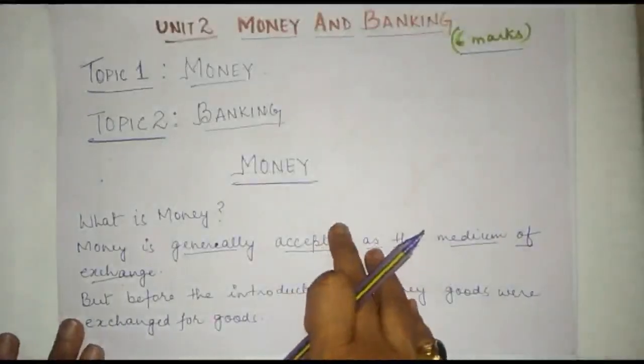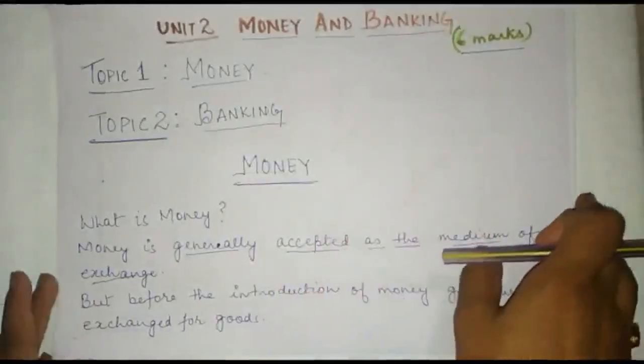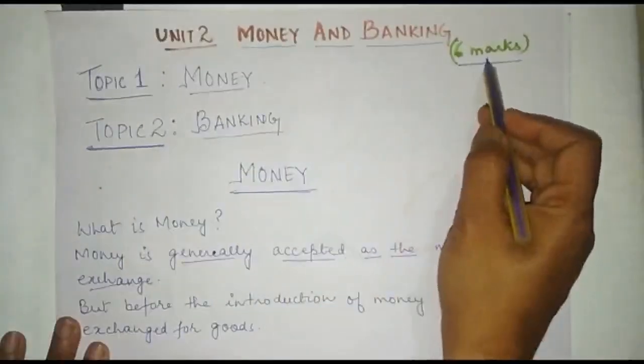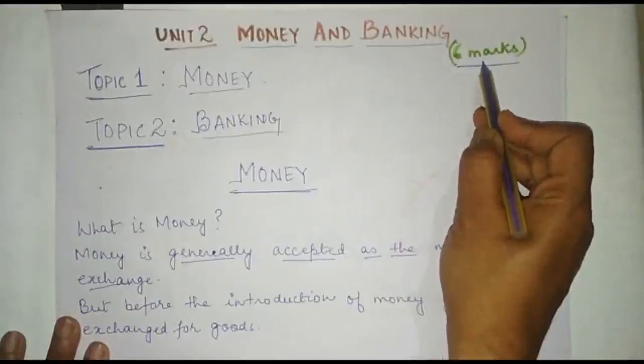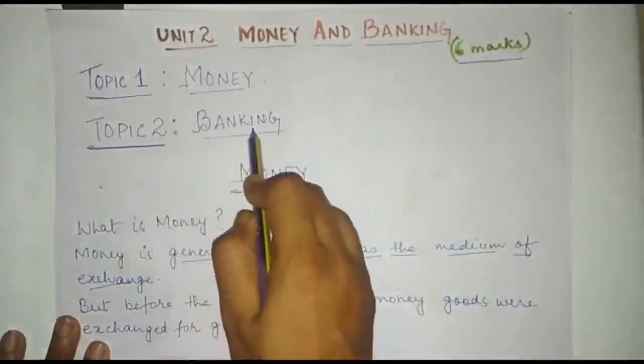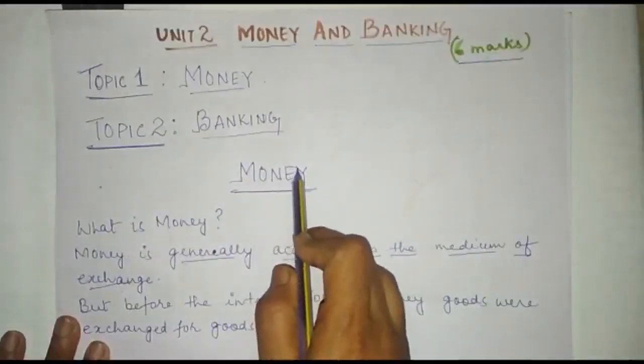Good morning, children. Today we'll start with a new topic, Unit 2, Money and Banking. It will be carrying 6 marks for your board exams. The topic 1 will be money and the topic 2 will be banking. Let us start with money.